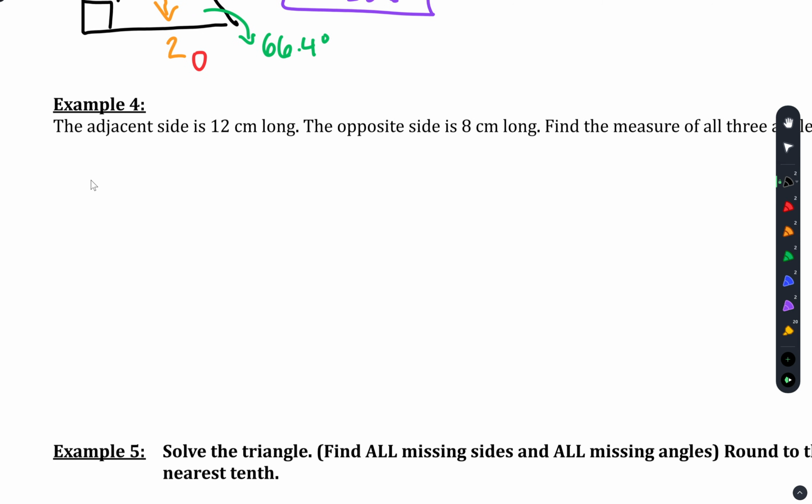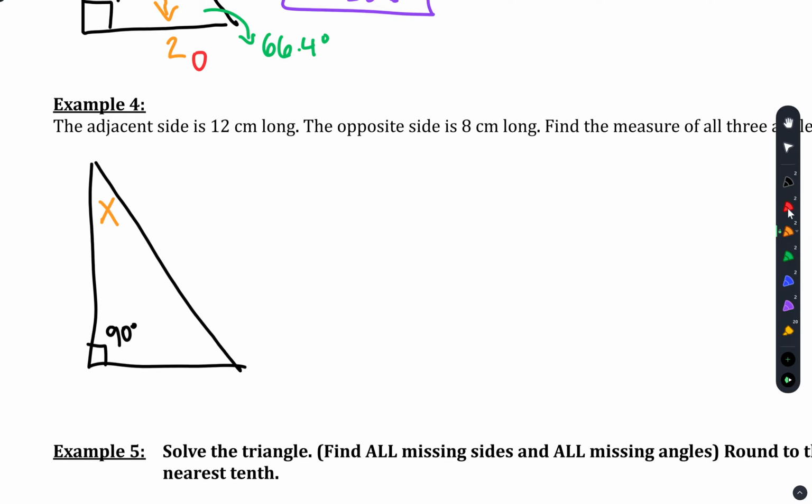Let's go ahead and draw our right triangle. This is our 90-degree angle. The adjacent side is 12 centimeters, and the opposite side is 8 centimeters. So I'm going to pick an angle. Let's label the adjacent as 12, and the opposite as 8. Which trig function do I use here?